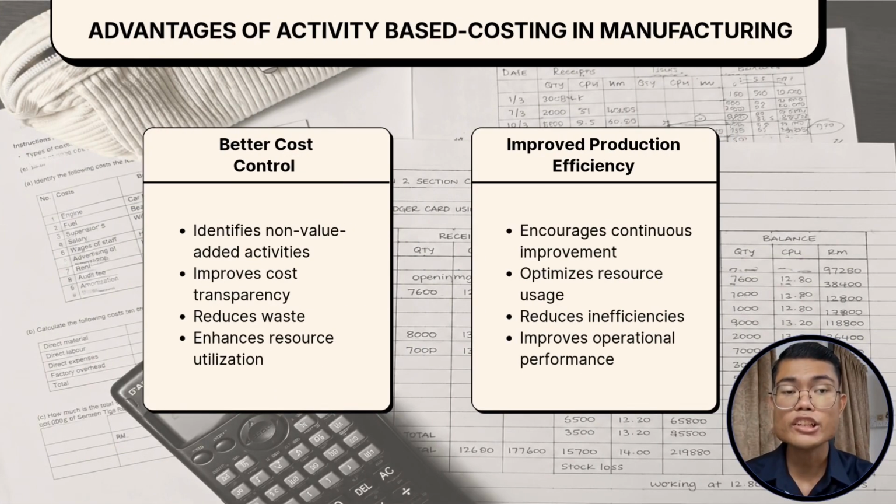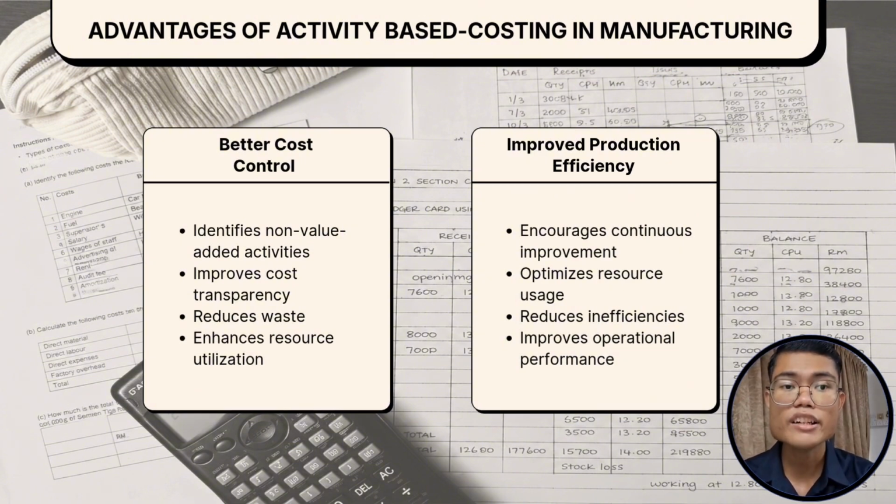The fourth advantage of activity-based costing is better cost control. ABC helps organizations identify non-value added activities, highlights areas that require management attention, and helps businesses identify areas for improvement.